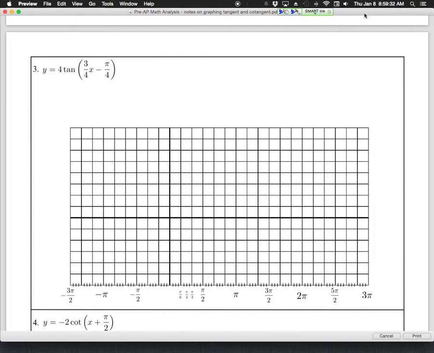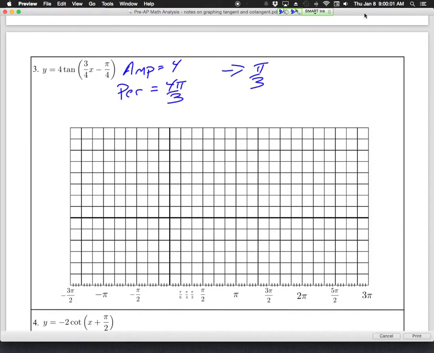All right, so on this one, amplitude is for the period 4 pi over 3, and the shift on this one is 4 pi over 12, which just gives me pi over 3. And we're going to the right.